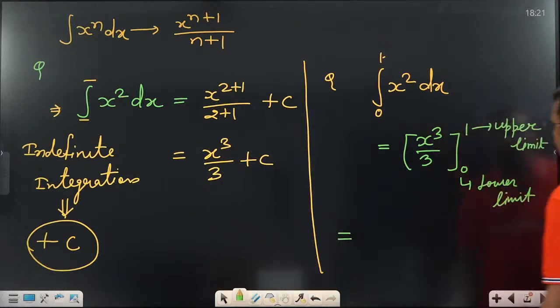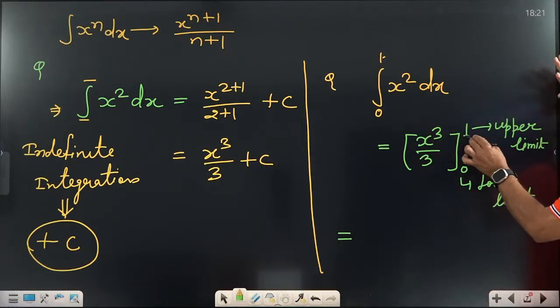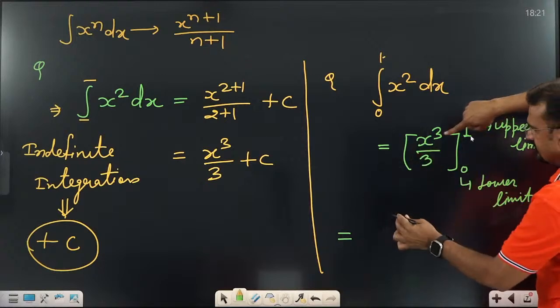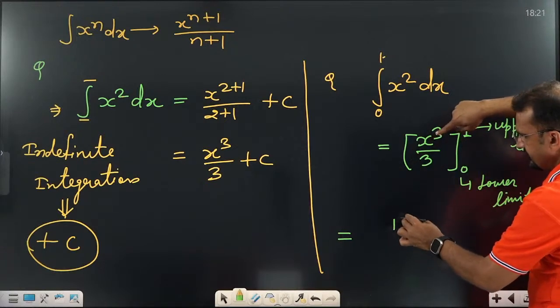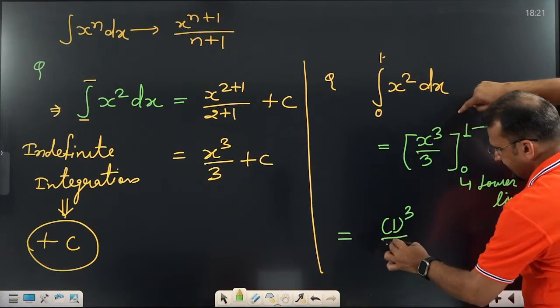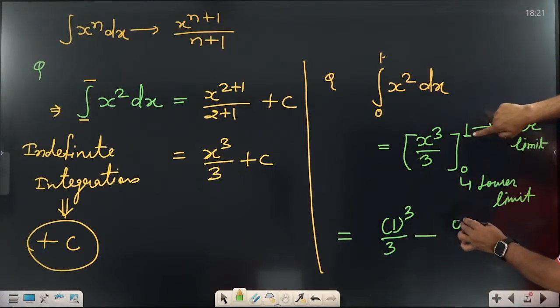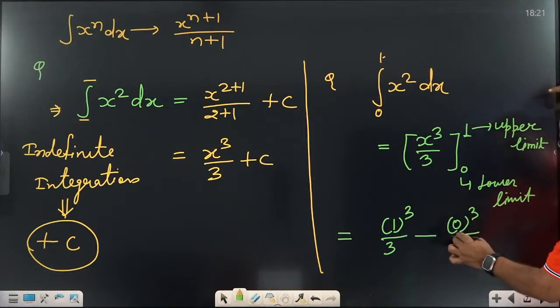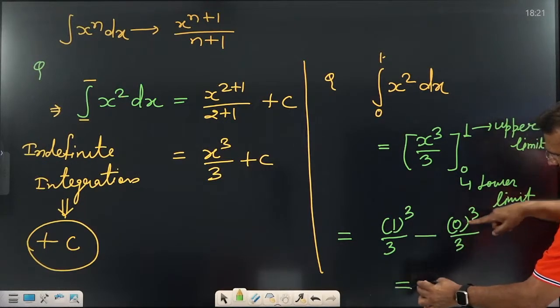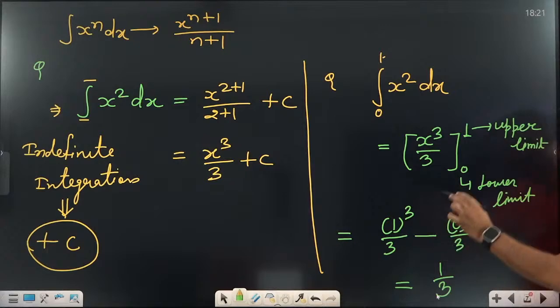Let us put these values. What is the value of the upper limit? 1. Put value 1 in place of x. What is that? 1 power 3 by 3, minus the lower limit in place of x, 0 power 3 divided by 3. This is going to be 0. What is the answer? 1 by 3.